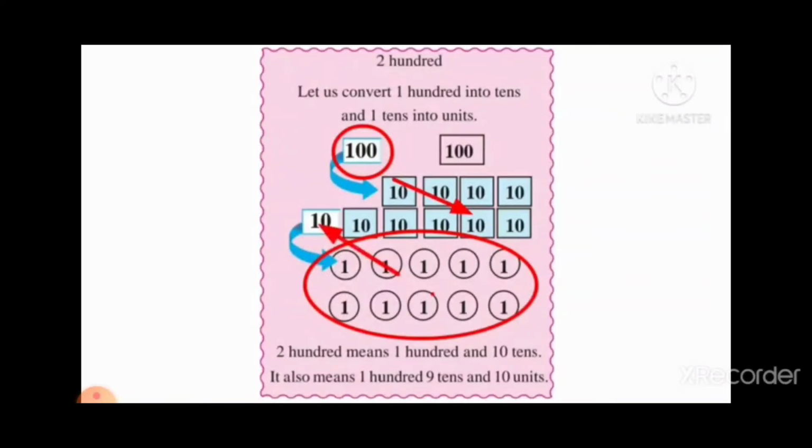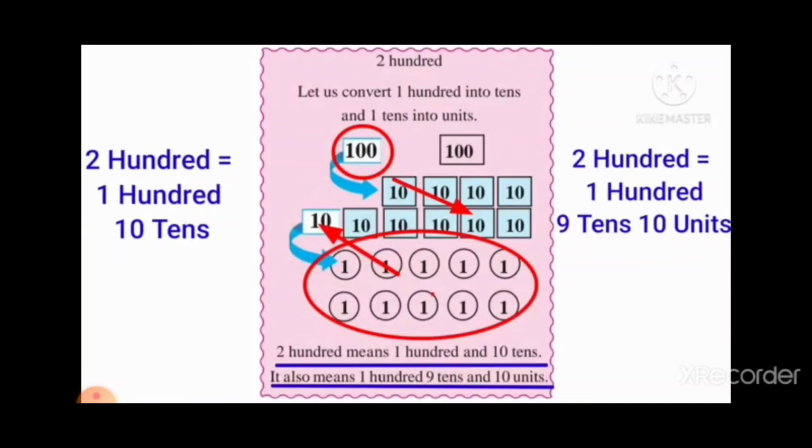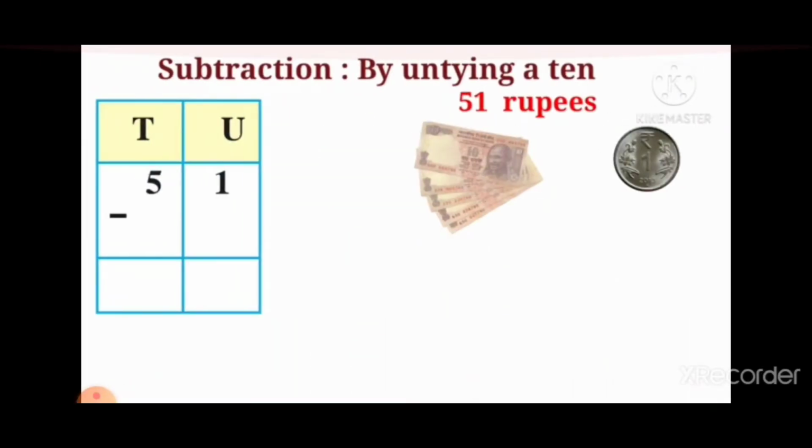So here we have 200 means 1 hundred and 10 tens. It also means 1 hundred, 9 tens and 10 units. 9 tens, why? Because out of 10 tens, 1 ten we have converted into units. So 200 is equal to 100, 9 tens and 10 units.